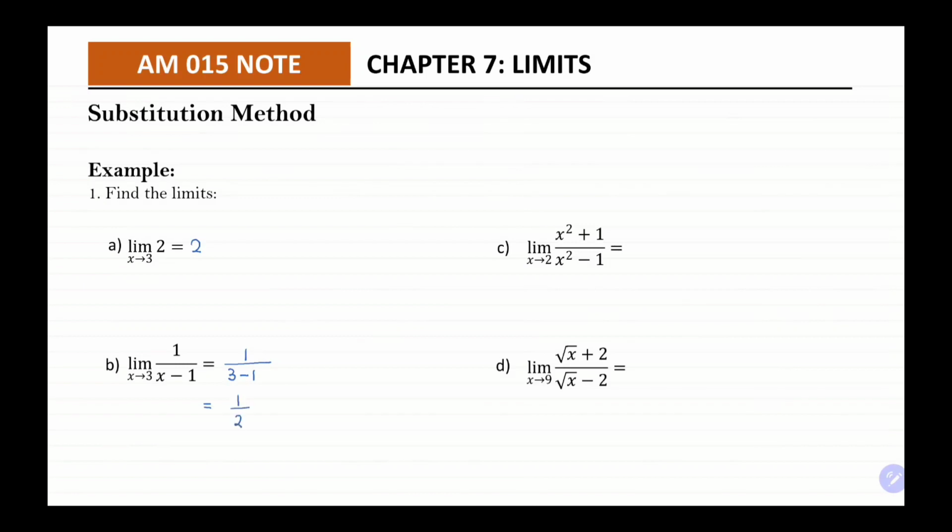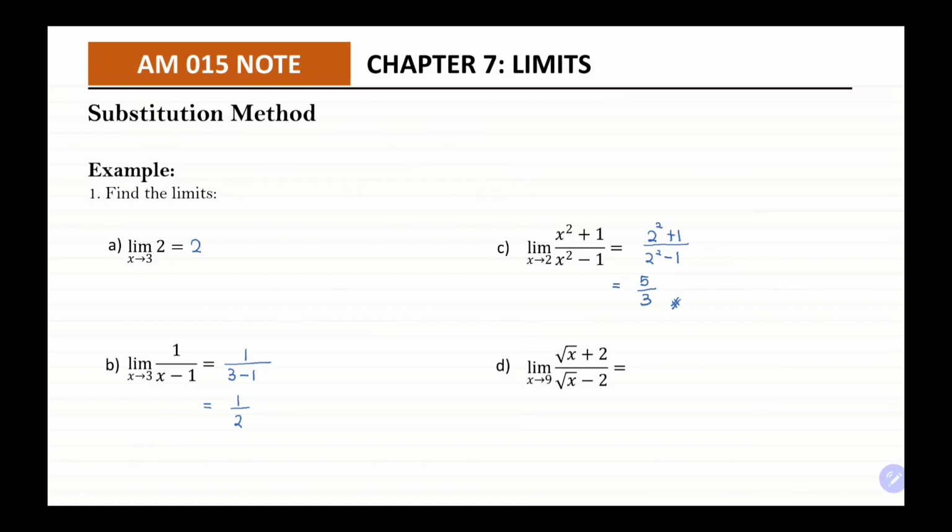Word limit akan hilang bila kita sub value x. Dan bila kamu dah substitute x dalam tu, automatic limit tu jangan tulis lagi dah. Okay, C, we have limit x approach 2 of x squared plus 1 divided by x squared minus 1. We substitute x equals 2, so we get 2 squared plus 1 over 2 squared minus 1. Then we solve, we get 4 plus 1, 5, 4 minus 1, 3. So 5 over 3.